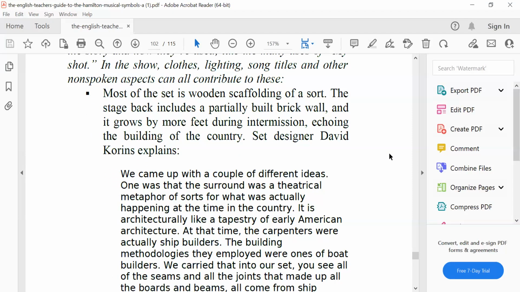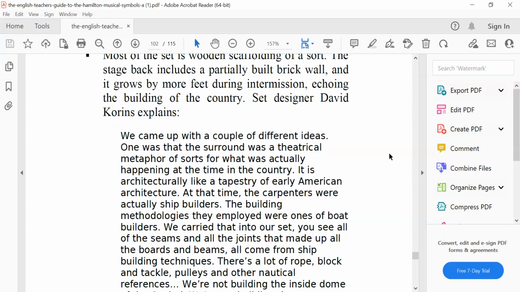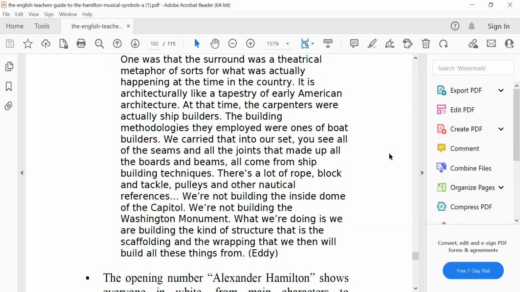In this show, we can analyze symbols. Sometimes they are very specific items, like Hamilton's glasses, and sometimes they're anything we see: clothing choices, lighting, the setting, the sets on the stage, anything. In fact, we've got all this wooden scaffolding, and the back of the stage is a partially built brick wall, and during intermission they add some more lines, and this suggests we're building the country. The country is unfinished. It's a work in progress. It looks like New York is being created.